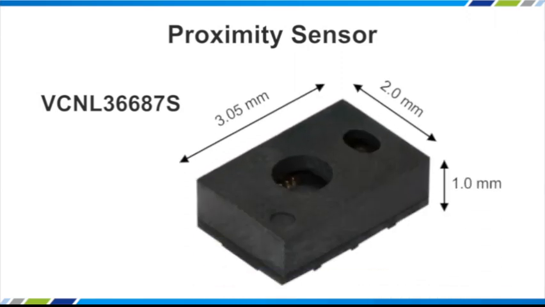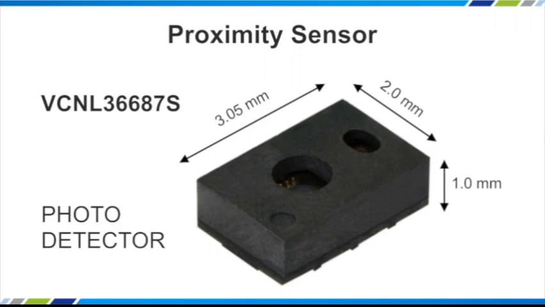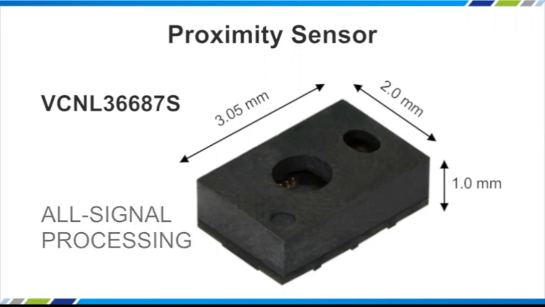The VCNL36687S is a presence and proximity sensor. It can be used to detect the presence of an object in front of the sensor, or it can be used to determine whether that object is moving towards or away from the sensor. It is fully integrated. It includes the emitter, the photodetector, and all signal processing.